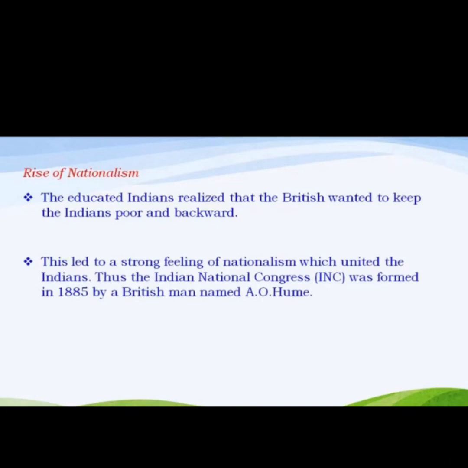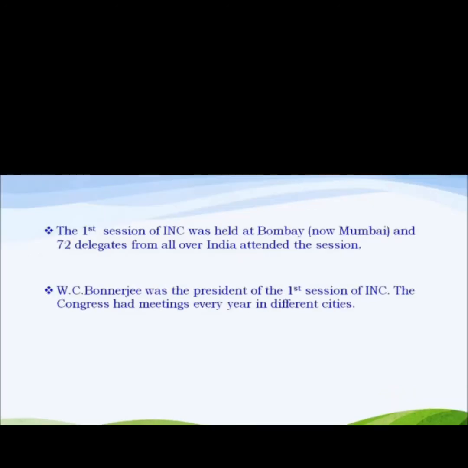Thus, the Indian National Congress was formed in 1885 by a British man named A.O. Hume. The first session of the INC, the Indian National Congress, was held at Bombay, now Mumbai, and there 72 delegates from all over India attended the session. W.C. Banerjee was the president of the first session of the INC. The Congress had meetings every year in different cities.